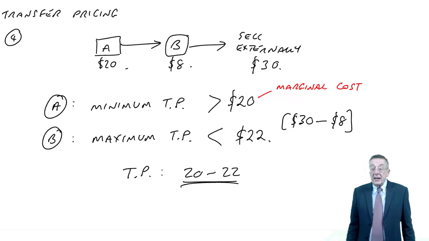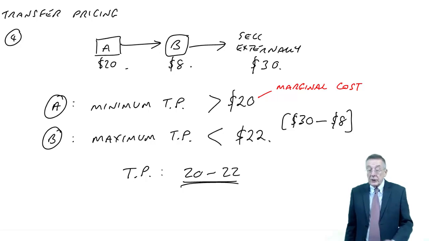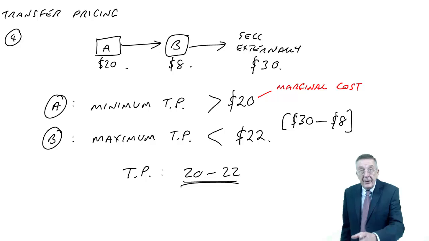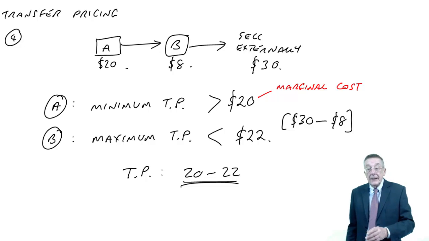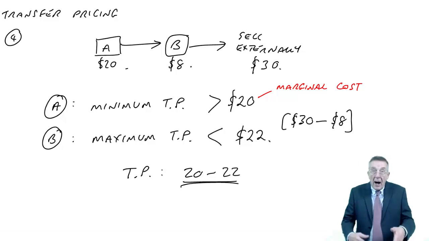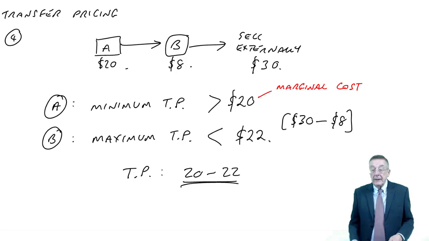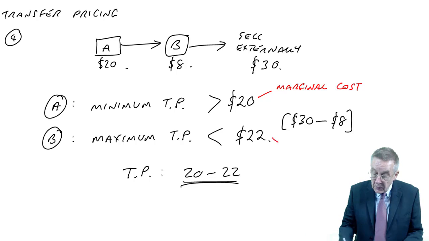As far as B is concerned, you saw how I got the 22. It's the revenue they're going to get of 30 less their own marginal costs. And so we call that 22 the net marginal revenue.